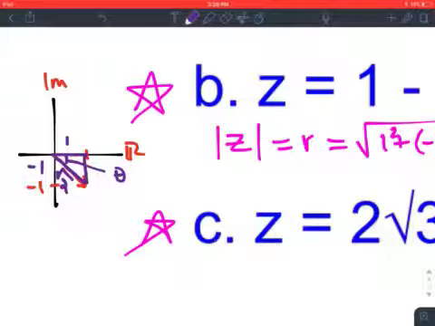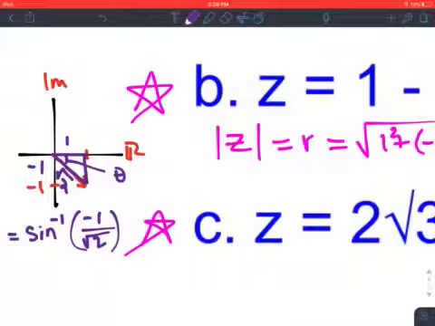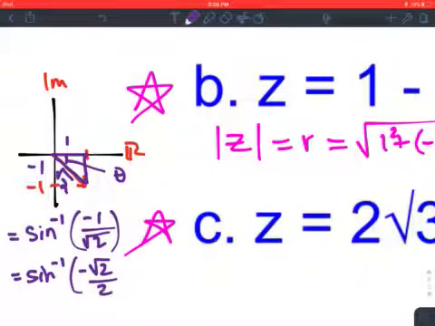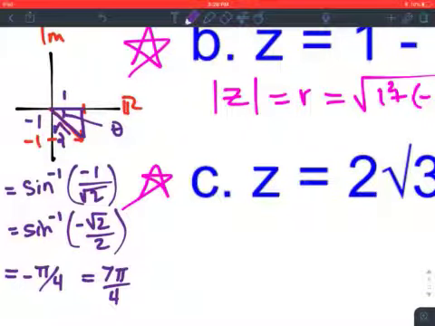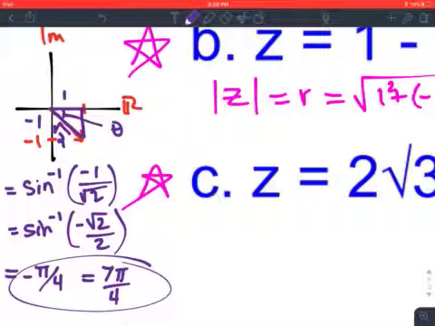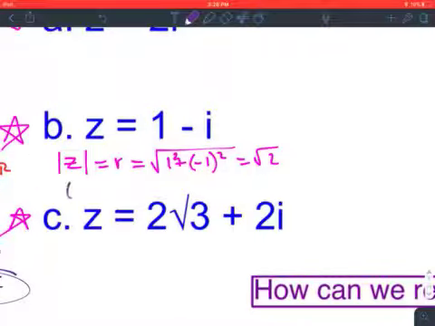I might choose to do this as sine inverse of negative 1 over square root of 2. And that is sine inverse of negative square root of 2 over 2 if you rationalize the denominator. And that is negative pi over 4, which is also equal to 7 pi over 4. So you have multiple ways to write your answer, multiple ways to find it. I found that theta is negative pi over 4. No reason why I shouldn't use that one.